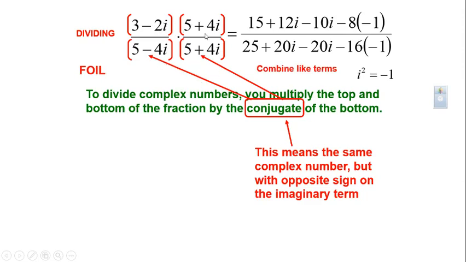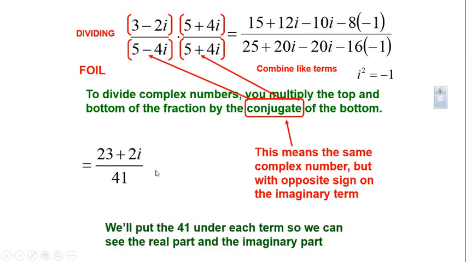The top we distribute as before, and that gives you 15 plus 12i minus 10i minus 8i squared, which, since i squared is negative 1, combining like terms, we get 23 plus 2i over 41. We split the fraction, and we end up with 23 over 41 plus 2 over 41i.